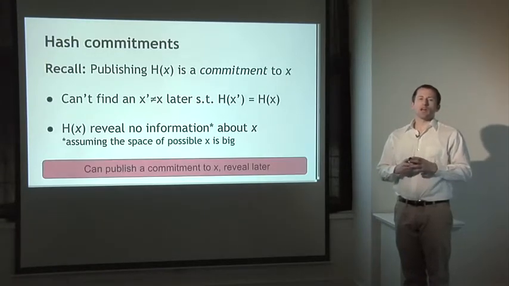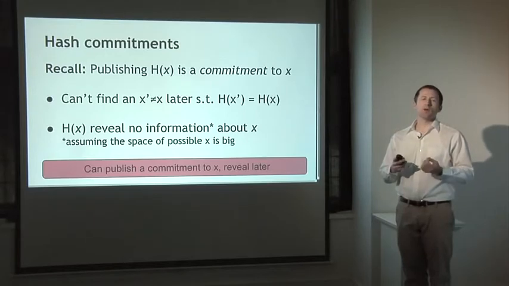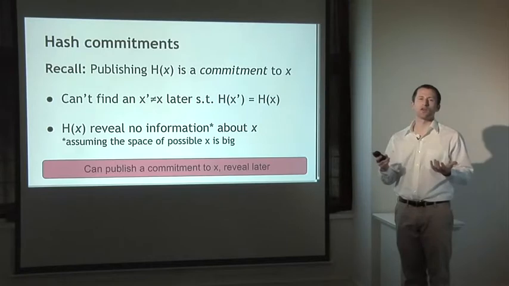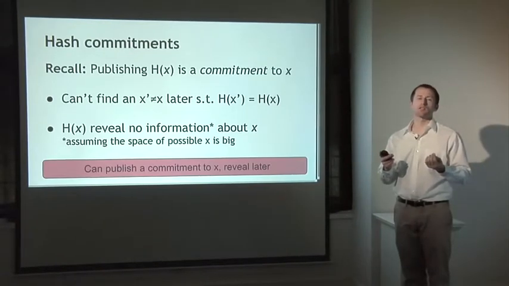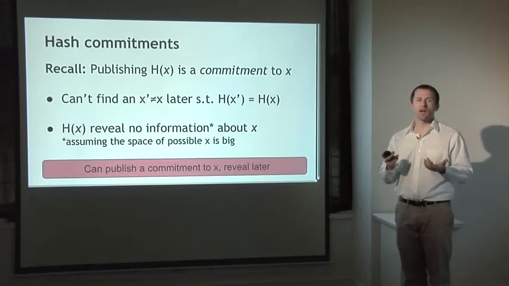So recall that we can use hash functions to commit to data. So instead of publishing the data x that we want to prove that we know, we publish the hash of x. And the properties of the hash function guarantee that we can't later find some other value x prime that has the same hash value as x. If we did, that would be a break of the cryptographic properties of the hash function. And we also have the nice property that the hash of x shouldn't reveal any information about x. With the caveat, of course, that that's only true if x comes from a large possible space. Otherwise, somebody who has x or somebody who has the hash of x can simply try different potential values for x, and see if any of them match.